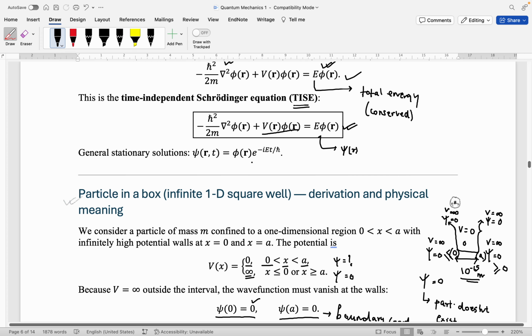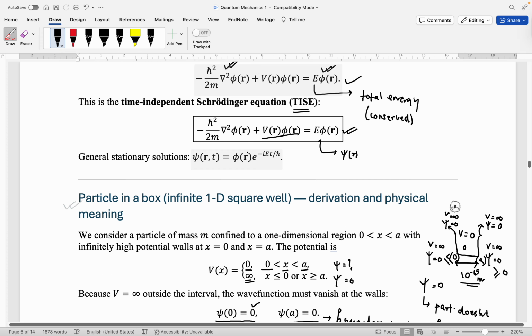But then, what is the application of these equations? We're not going to discuss the application of Schrodinger's time dependent equation. We're going to discuss the application of this Schrodinger's time independent equation. So the first thing is that you have to remember this equation.